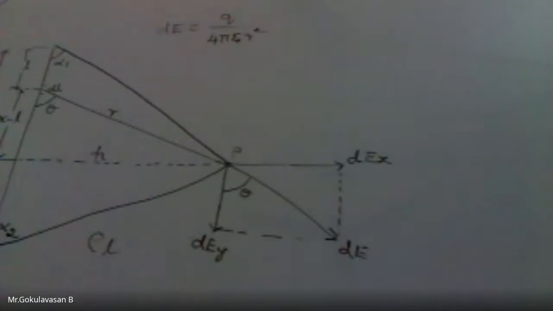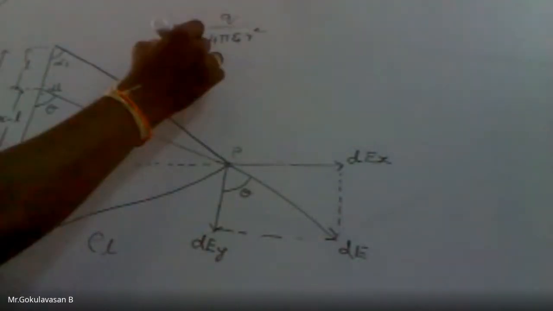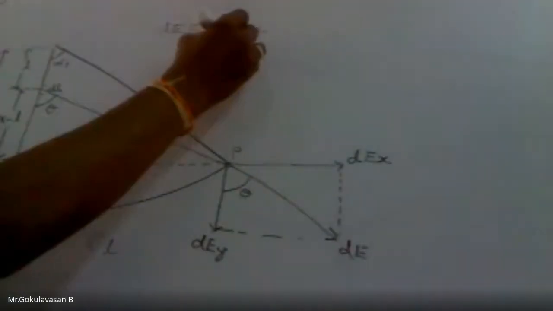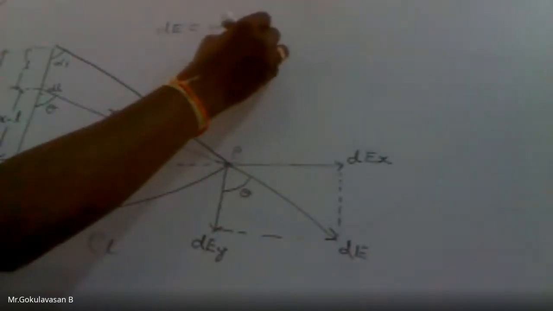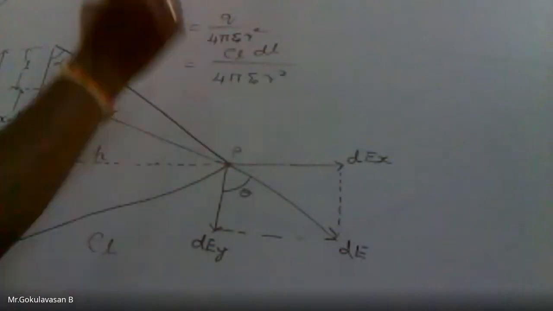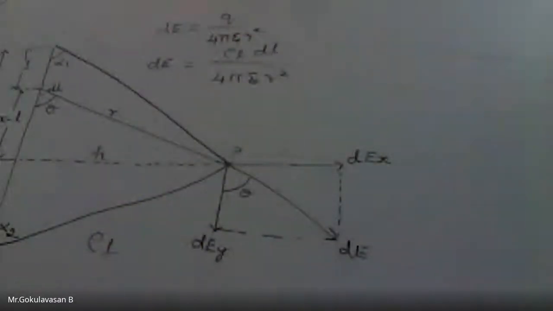And now, linear charge density means what is the value of Q that we have to consider? Actually, the value of Q is rho L dl. We might be knowing it from our charge distribution discussion. So now dE will become this one. dE is equal to rho L. Is it visible to you? It's visible, I think.